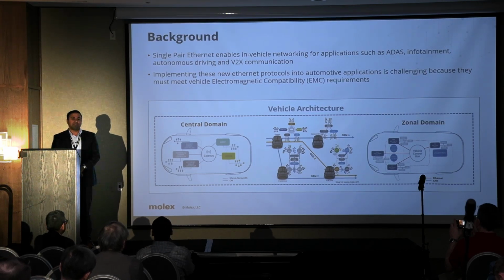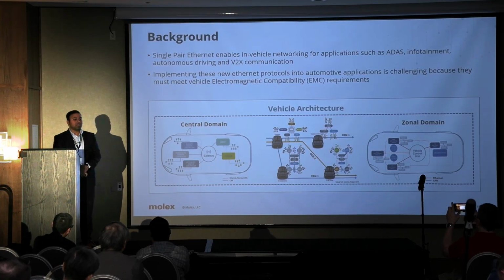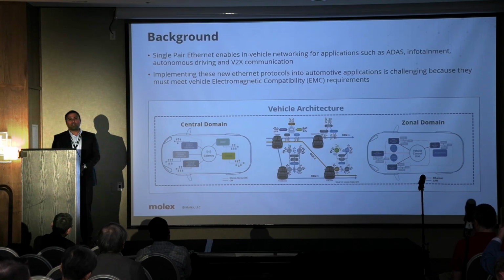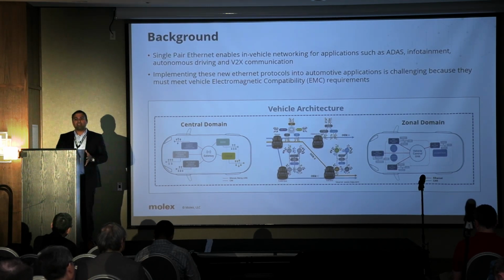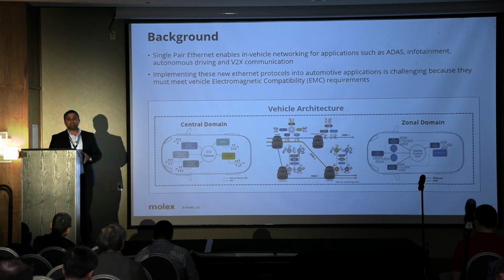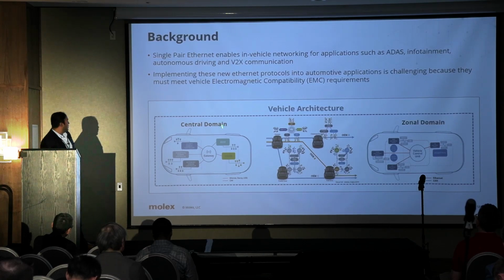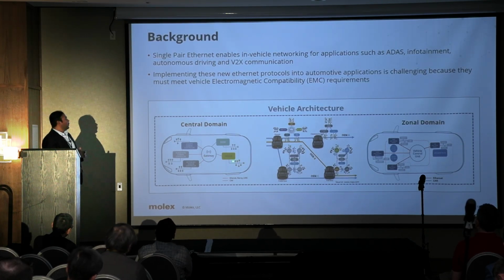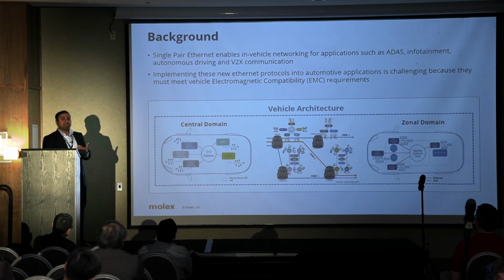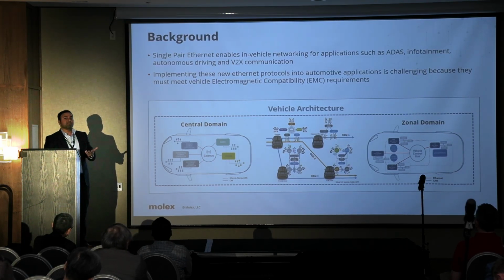From the background, as we know, single pair Ethernet currently enables a lot of in-vehicle networking applications such as ADAS, infotainment, autonomous driving, and V2X. But implementing these new protocols at higher and higher speeds leads to a lot of challenges, because each protocol has to meet the EMC requirements, and that can be challenging from the vehicle architecture standpoint. Going from the central domain toward the zonal, and from OEM to OEM based upon the architecture, the answer remains the same: we have to meet the EMC expectation. That's the overall goal.